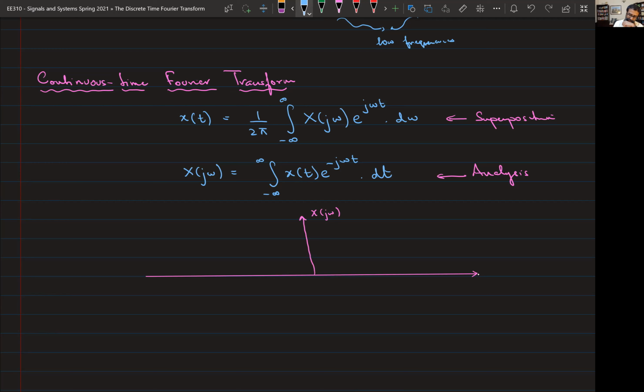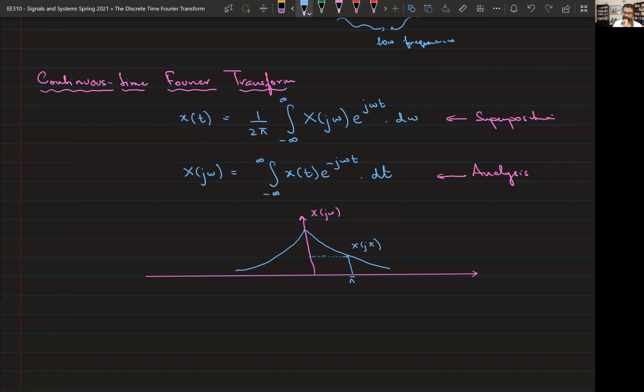Let's assume it's real, so it looks something like this. And the Fourier transform evaluated at pi radians per second is some value, which is X of j pi. What does this value X of j pi indicate, or what does this represent? Sir, this represents the contribution of that frequency in the energy of the signal.